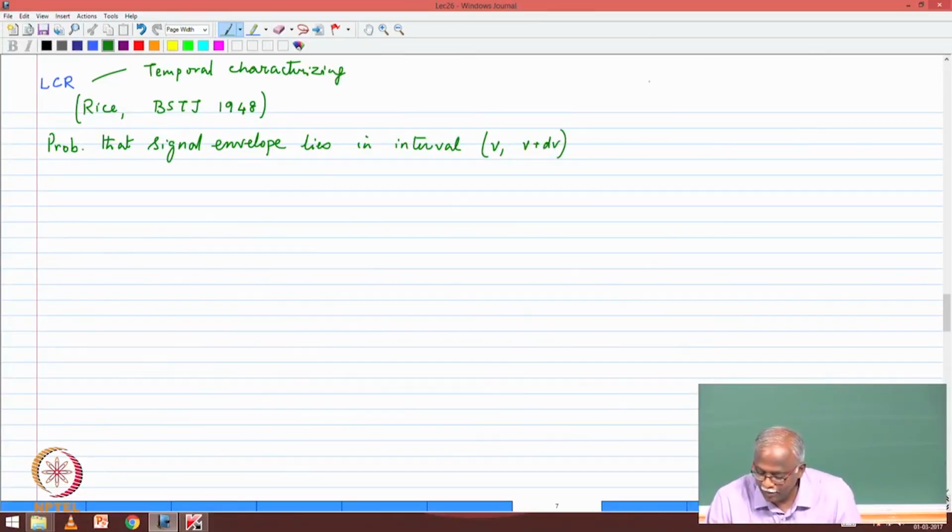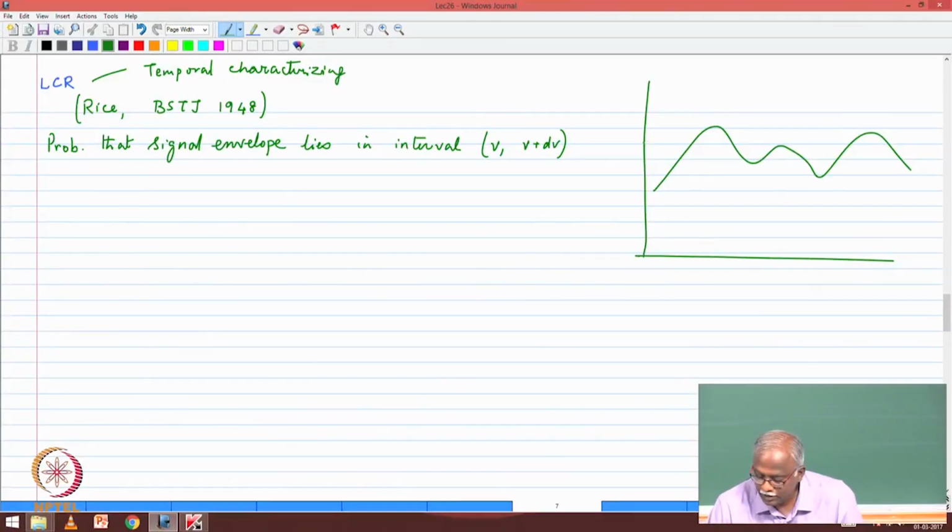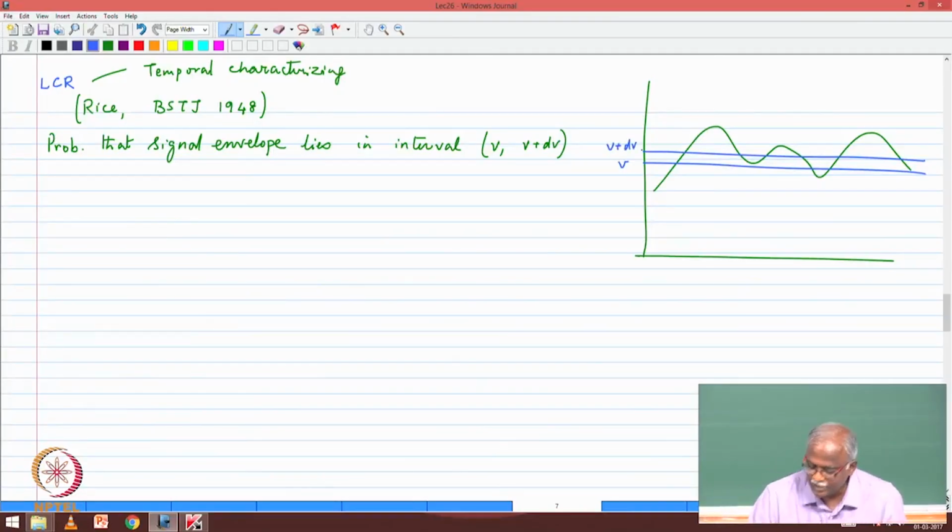So a picture may help. Basically the signal is fluctuating, and there is a level which we have specified as V, and dV is slightly higher than that. So this is V plus dV. What is the probability that the signal lies in this region? Basically you would look at the time duration for which the signal lies in this interval. So this would be a part, then again you will see what are those times that you will have.